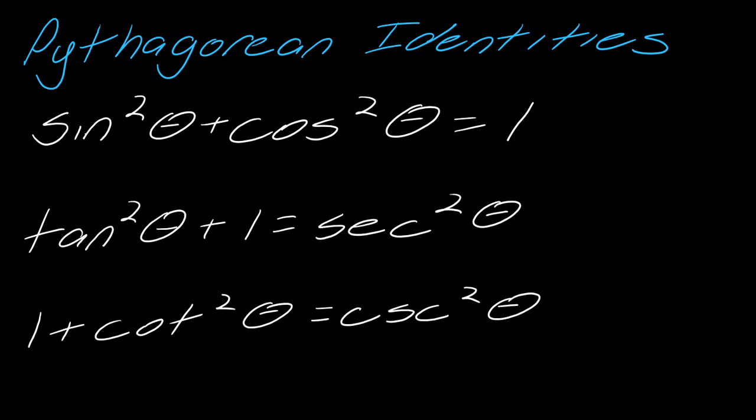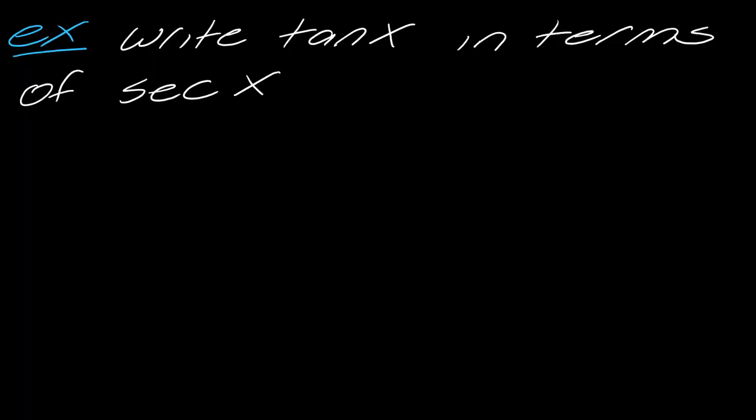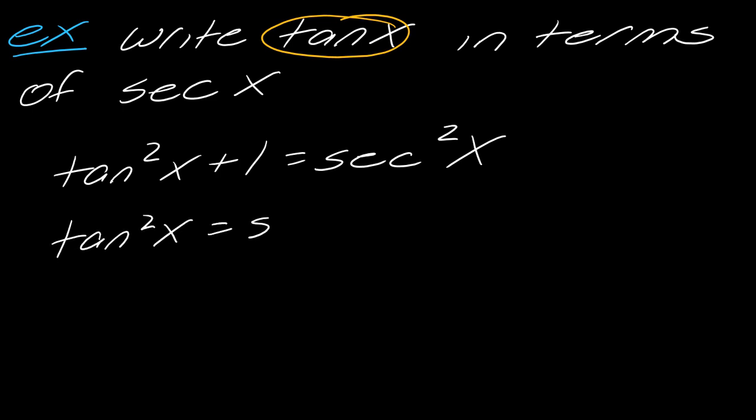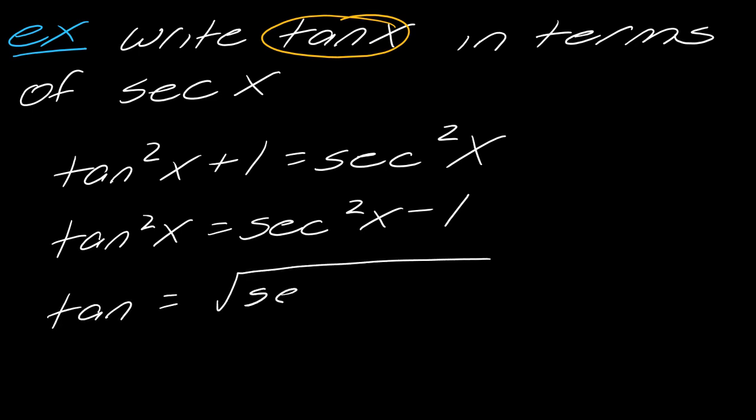Okay, so write tangent x in terms of secant x. What I'm going to do then is write tangent squared x plus 1 equals secant squared x. So I'm just going to start with the identity. And then I want to have tangent equals. So this is what I want to have first. So I'm going to take tangent squared x equals secant squared x minus 1, and then I can just go ahead and take the square root. So this is going to be the square root of secant squared x minus 1.